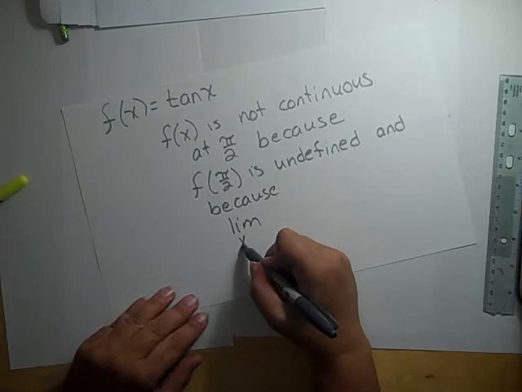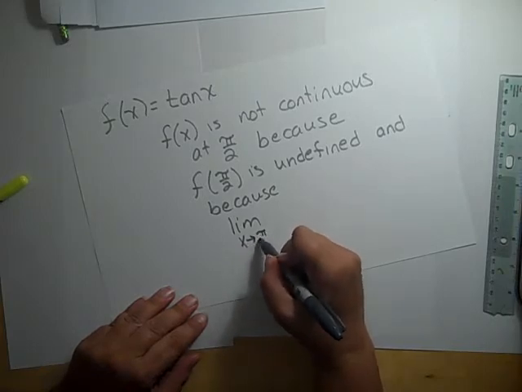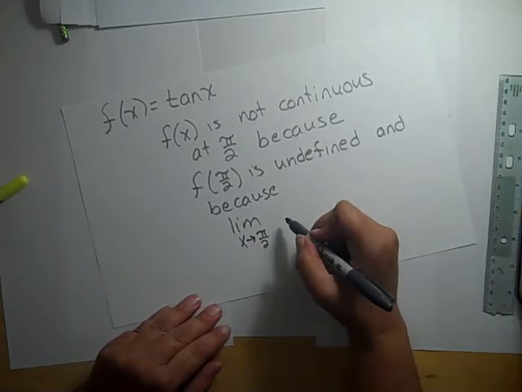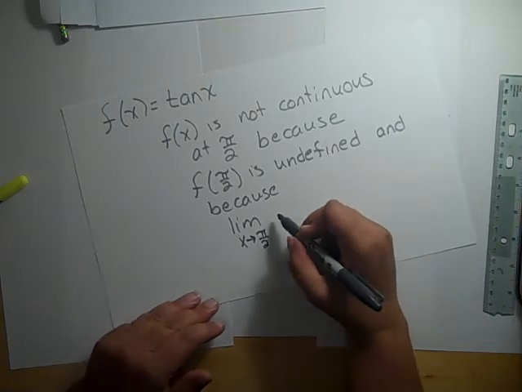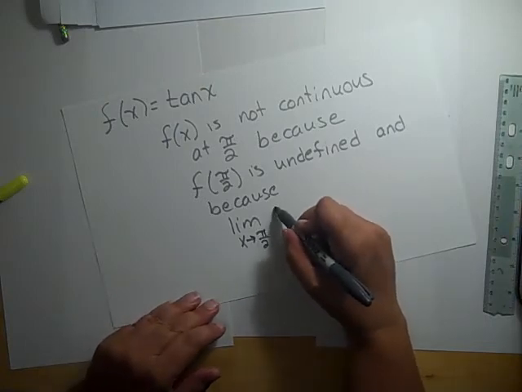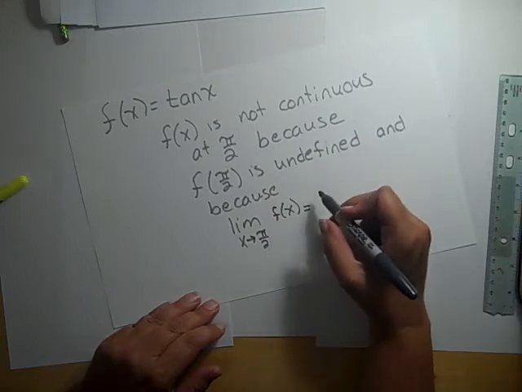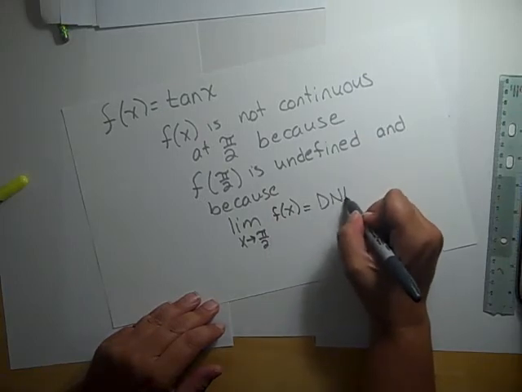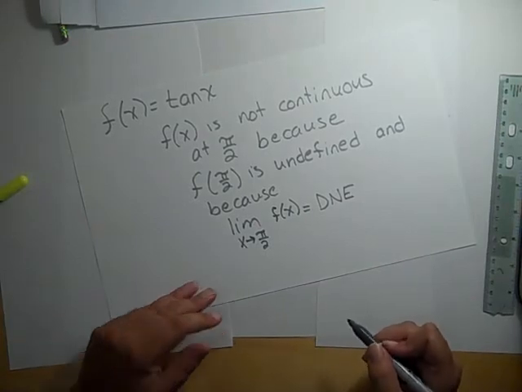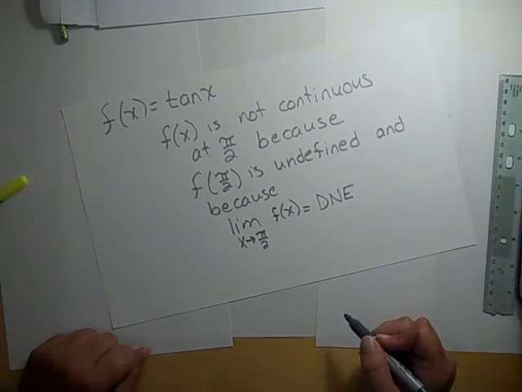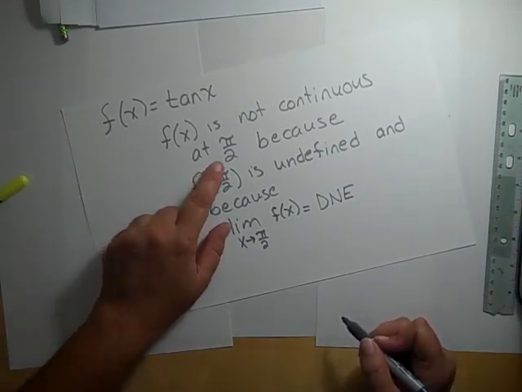Now, how do I know this? I hope you know this. It's sine over cosine, right? Cosine of pi over 2 is 0, so we have a 0 on the denominator. So there's an asymptote at pi over 2. Okay, so that's a nice discussion on the continuity of tan x at the point x equals pi over 2.